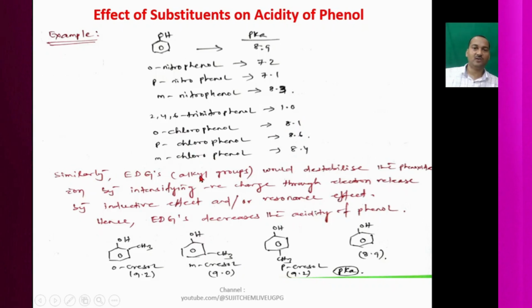So similarly, electron donating groups like alkyl groups would destabilize the phenoxide ion by intensifying negative charge through electron releasing inductive effect or resonance effect. So electron donating groups will decrease the acidity of phenol. So here orthocresol 9.2, metacresol 9.0, paracresol 9.2 and phenol 8.9.